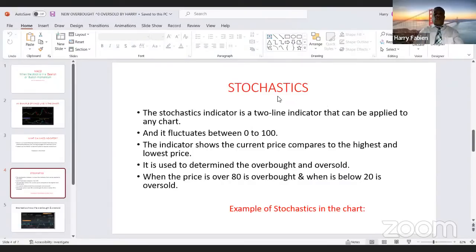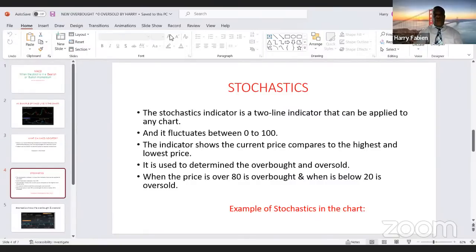We call that overbought. And we have oversold when too many people have sold. After too many people sold, it's like a squash, and it's going to go back up. That's the difference between overbought and oversold.